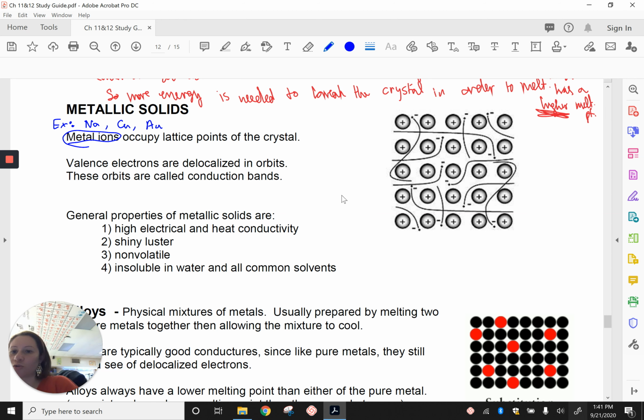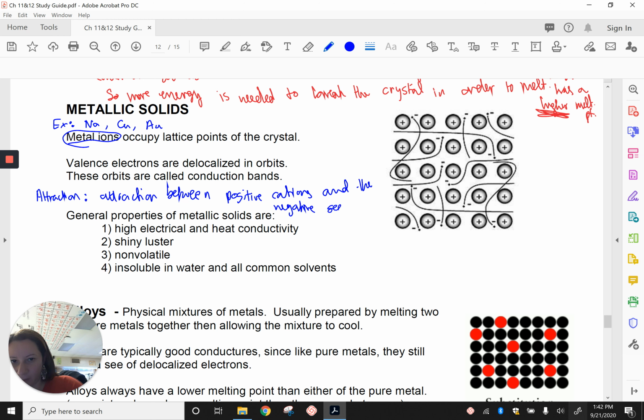The attraction here, what keeps this all together, is the attraction between the positive cations and the negative sea of electrons, or sea of delocalized electrons. They like the word delocalized in College Board. So we answered the first two questions.